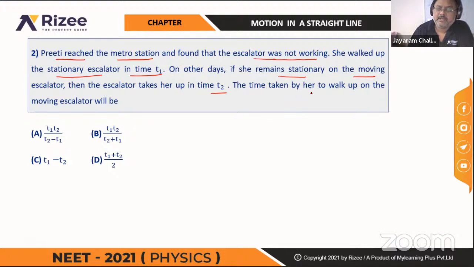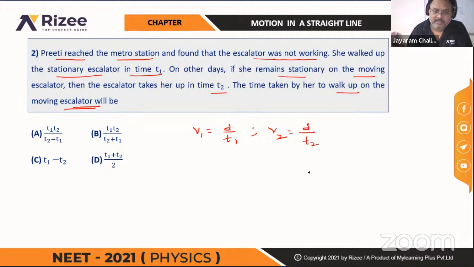The time taken by her to walk up the moving escalator. That means if she walks on a moving escalator, what will be the time taken? The distance traveled is going to be the same in either case. So the first velocity, if I write it, will be the distance traveled by time t1, and for the velocity of the escalator, the distance here is also the same, but the time taken is t2 here.